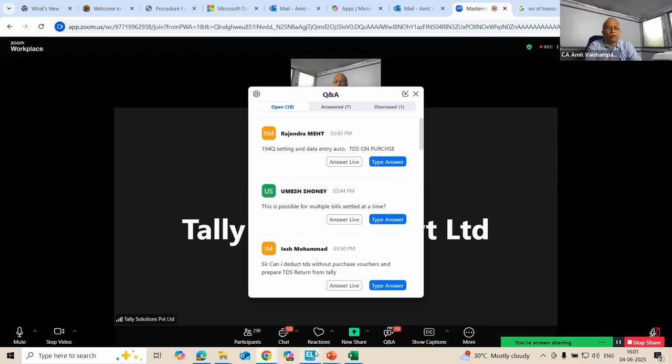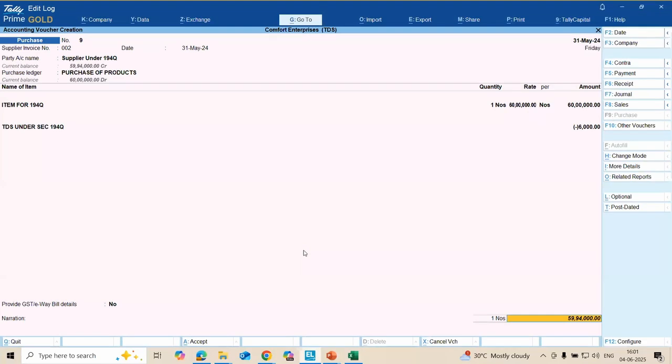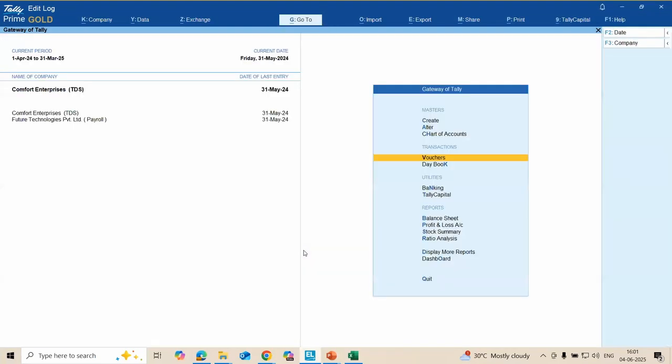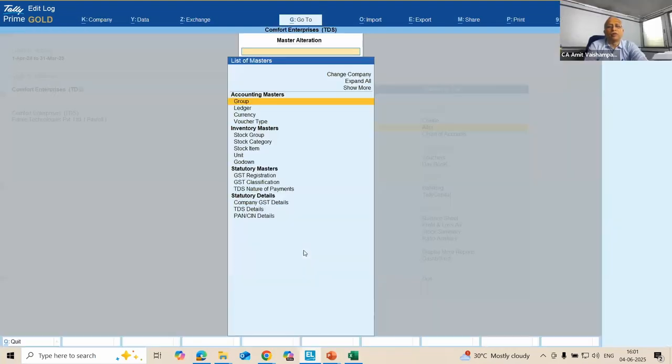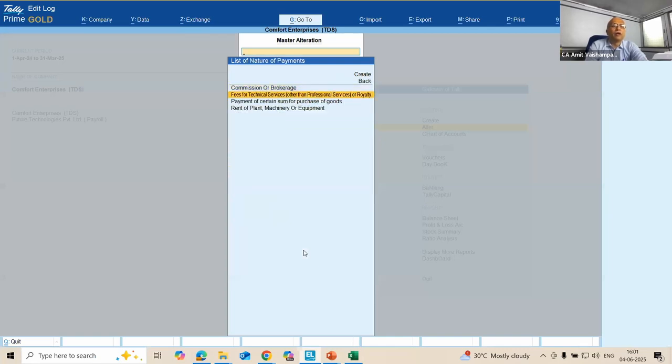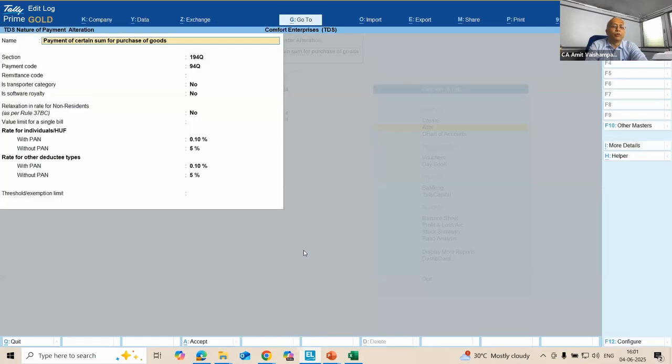So if I go here, somebody is also asking that we have to minus 50 lakhs, so I'll just show that. So yeah, this is an alter. This is TDS nature of payment, and this is for 194Q. I have currently not configured it here.